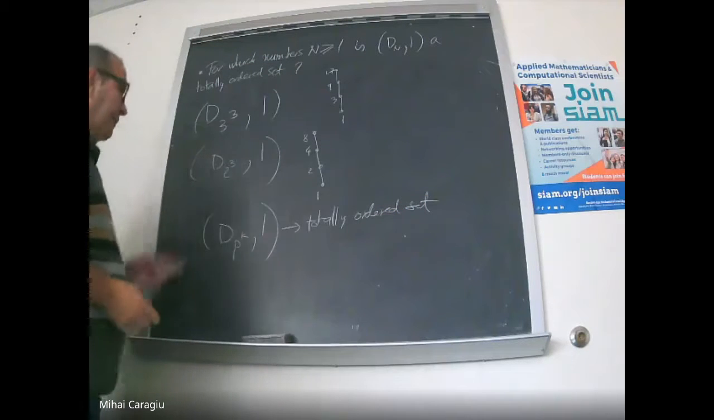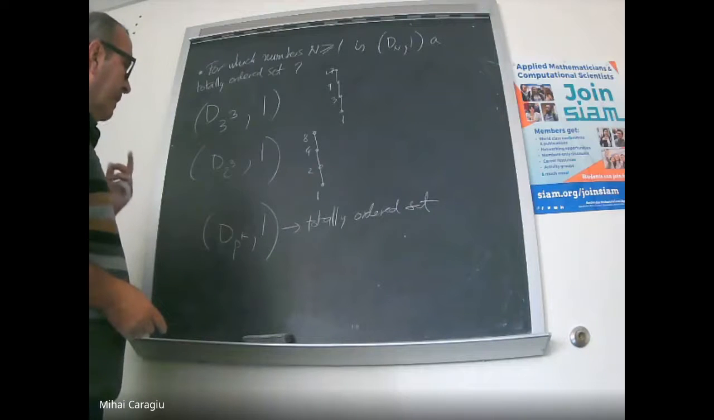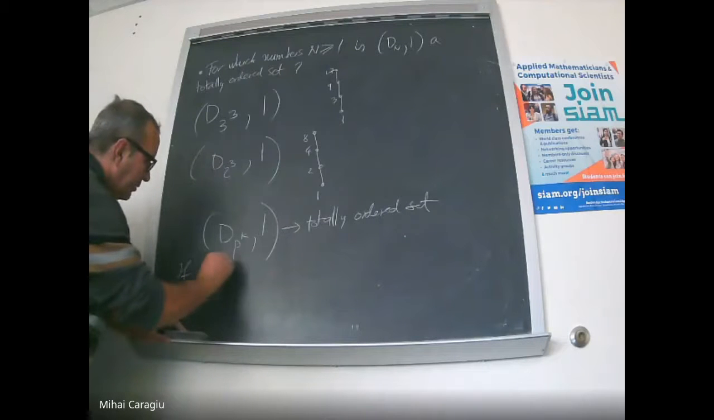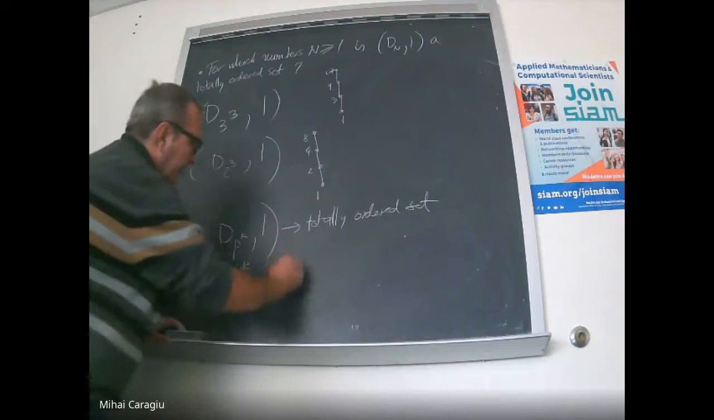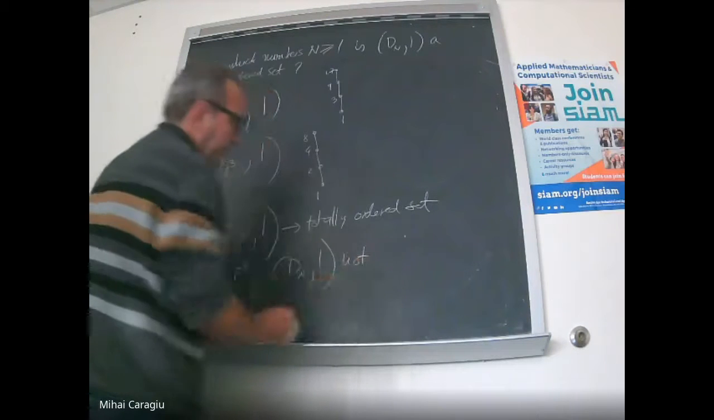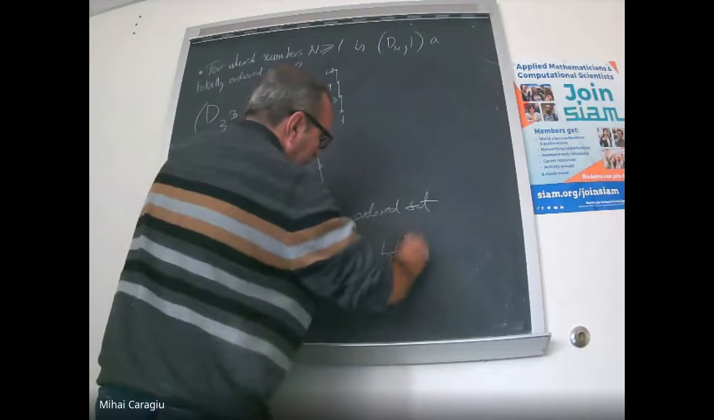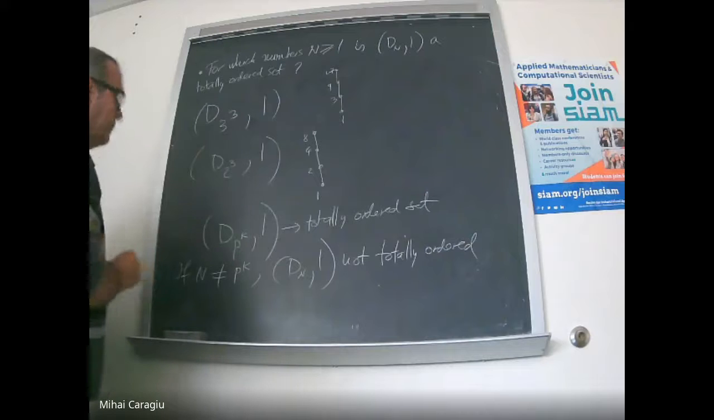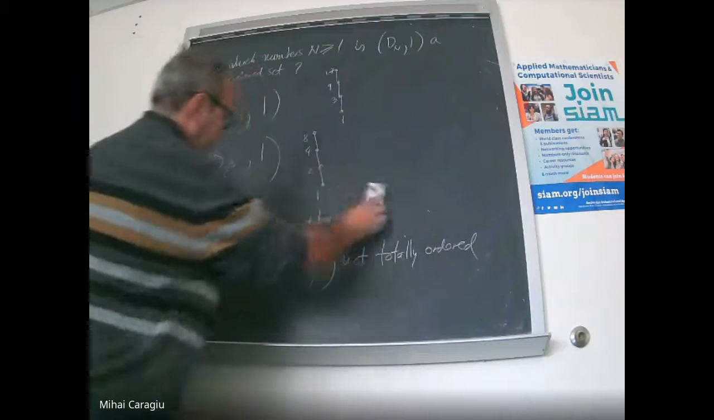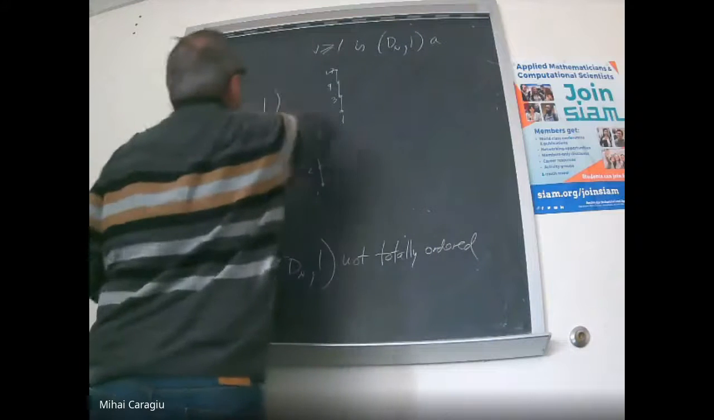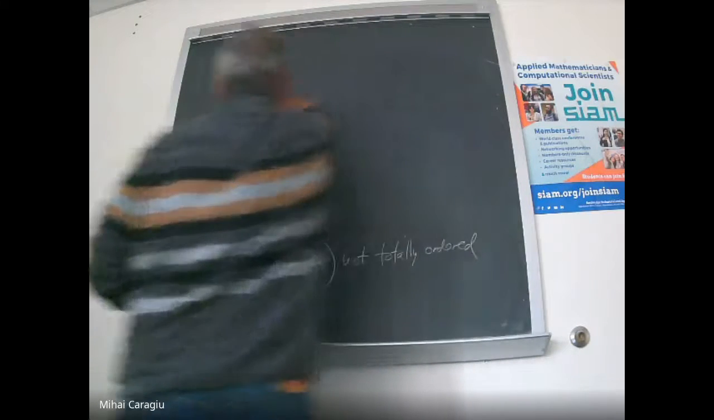On the other hand, if n is not a prime power, then D sub n divisibility is not a total order. If n is not a prime power, D sub n divisibility is not totally ordered. How to prove this? Okay, let's keep this statement here and then prove it. I'm going to have space on this board. Put it here. Proof.